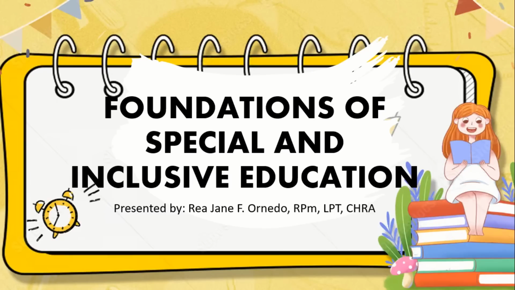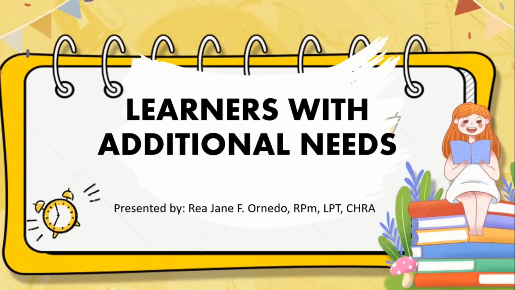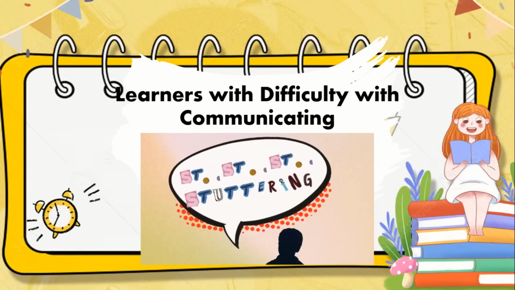Last time we discussed the learners with additional needs, particularly the learners who are gifted and talented and learners with difficulty hearing. So today we will discuss the learners with difficulty communicating. Some learners are observed to have difficulty communicating verbally, expressing their ideas and needs, and in understanding what others are saying. Some may have had a clinical diagnosis of a disability, while others display developmental delays and difficulty in the speech and language domain.